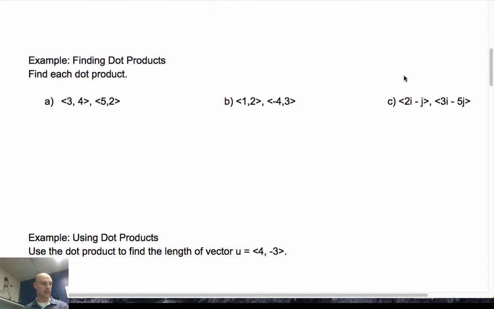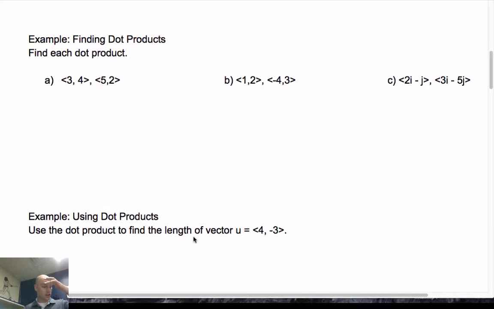Okay, so we're going to do just a couple of examples. I'm going to do the first example and the third example here. We've got two vectors and we're finding the dot product. If I say this is u and this is v, this would be u1, u2, v1, v2. To do the dot product, I'd have 3 times 5 plus 4 times 2. So 15 plus 8 would be equal to 23. That's the dot product right there. Okay? Same thing would be true for B.